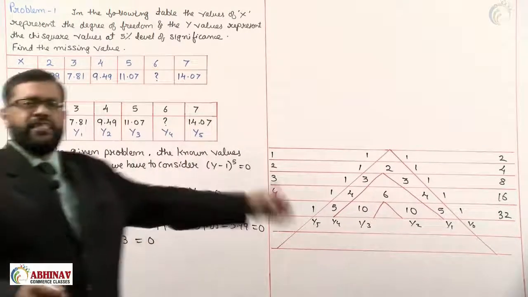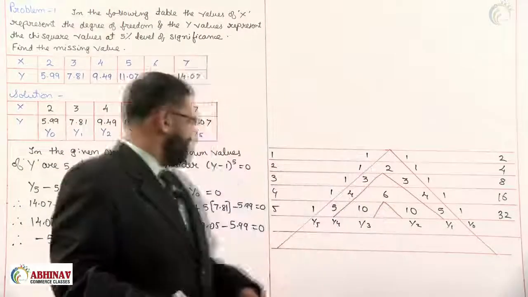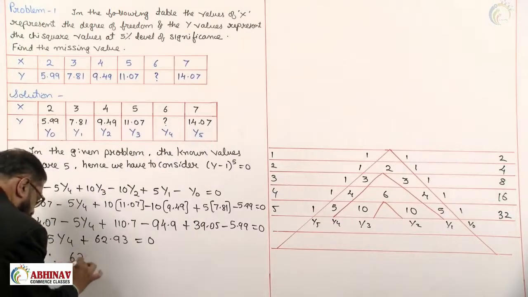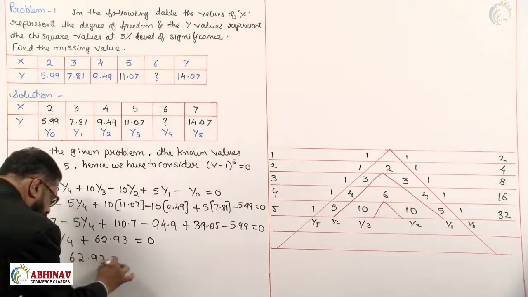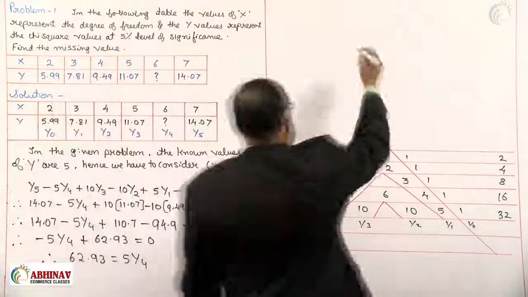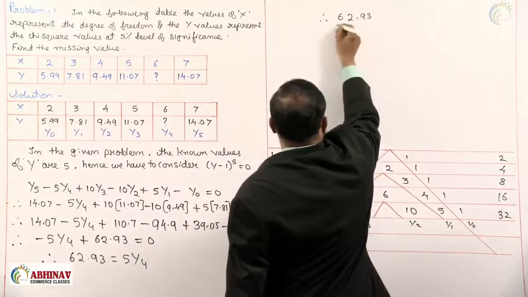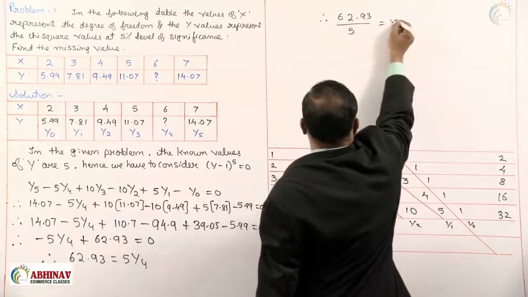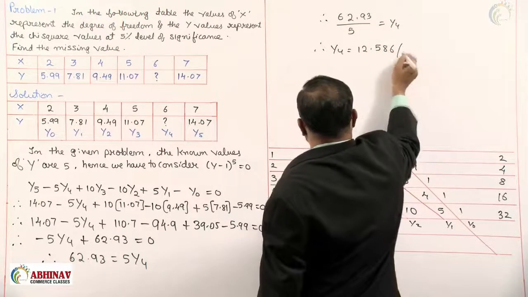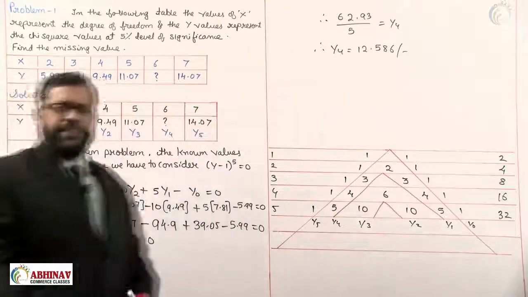We'll transfer minus 5y4 to the right-hand side, so that the minus becomes plus. So what we get here is 62.93 is equal to 5y4. I have transferred it. Next, 62.93 divided by 5 is equal to y4, which is 12.586. That's all. The missing term we get is 12.586.